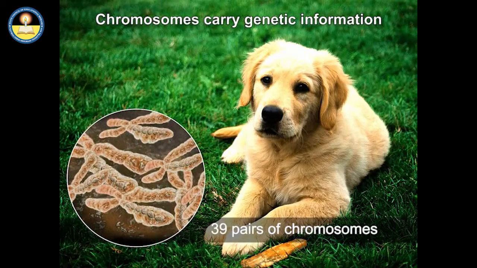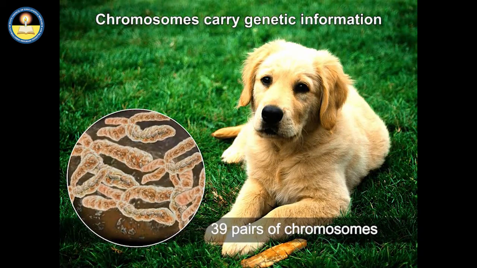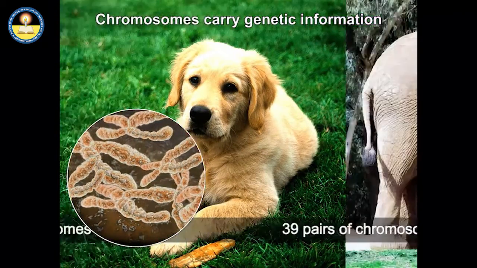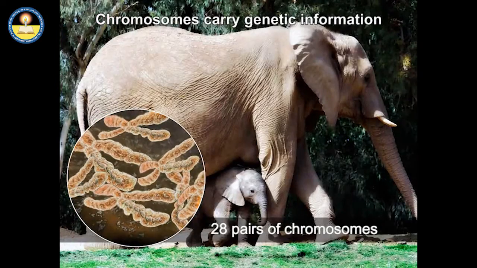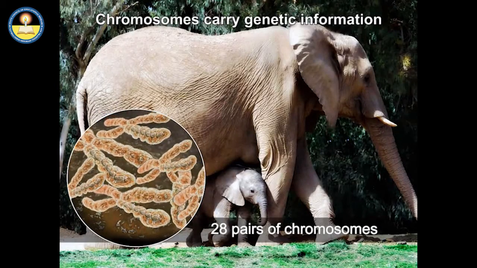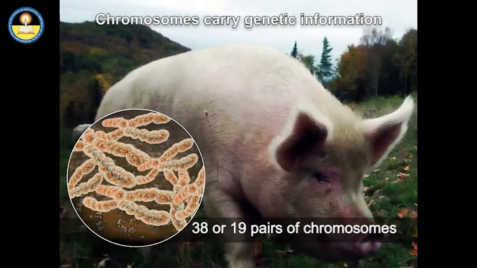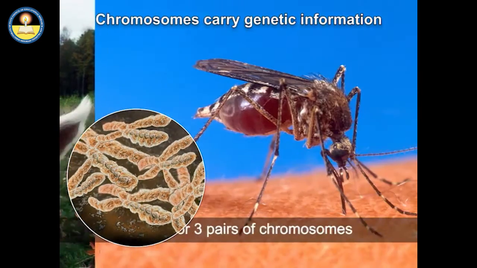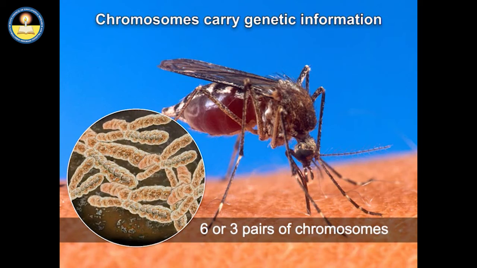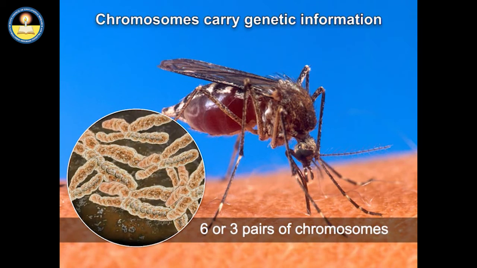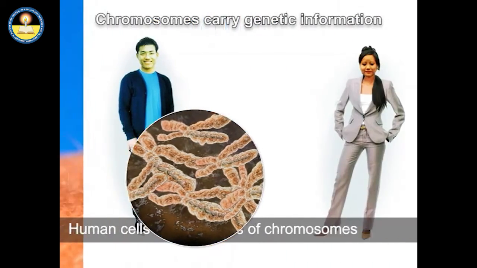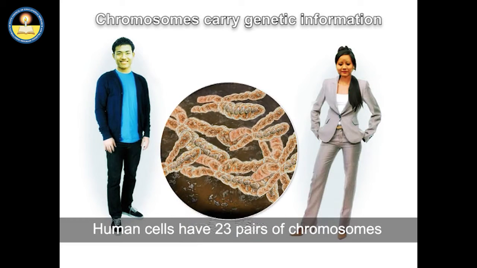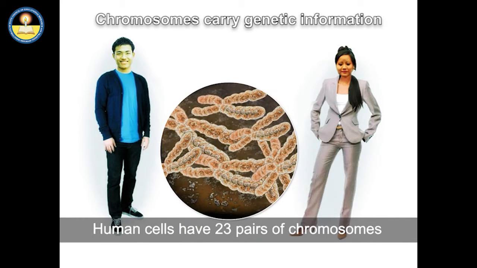A dog has 39 pairs of chromosomes. The elephant has 28 pairs, whereas the pig has 38 or 19 pairs, while the mosquito only has 6 or 3 pairs. Human cells have 23 pairs of chromosomes.